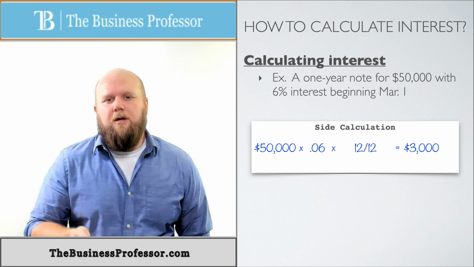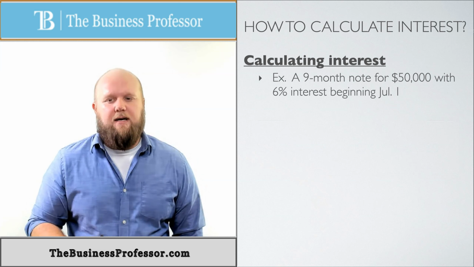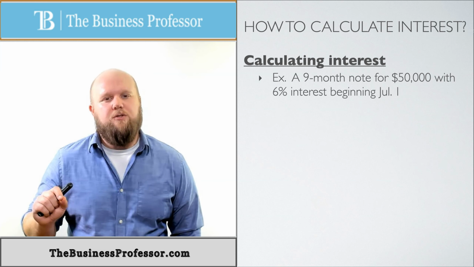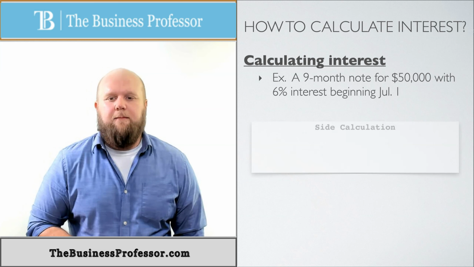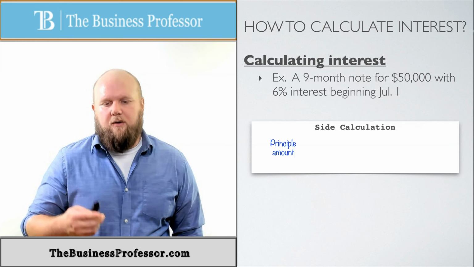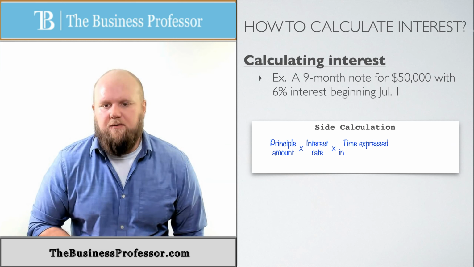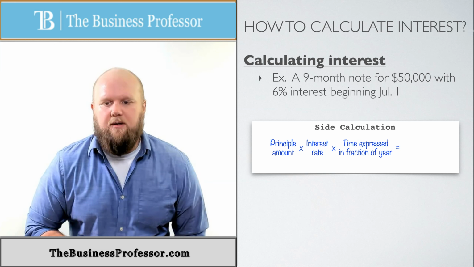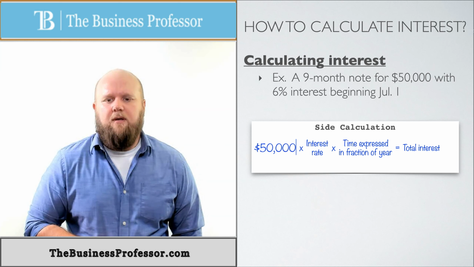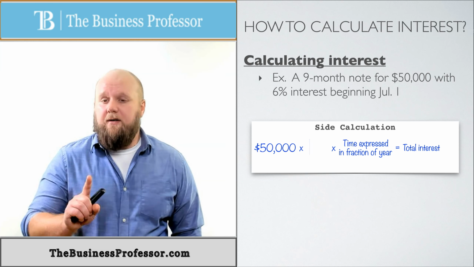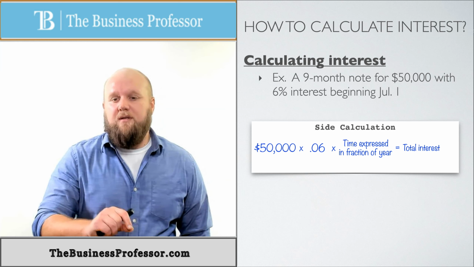Okay, so let's look at another example. This one's a 9-month note for $50,000 with a 6% interest beginning on July 1st. We're at a 9-month now, not a 12-month, so let's go through this again. Your equation is principal amount times the interest rate times the time expressed as a fraction of a year. That gives you your total interest. Principal amount is still $50,000. Interest rate is still 6%. But here's where it differs, because this is not a 12-month note, this is only 9 months.